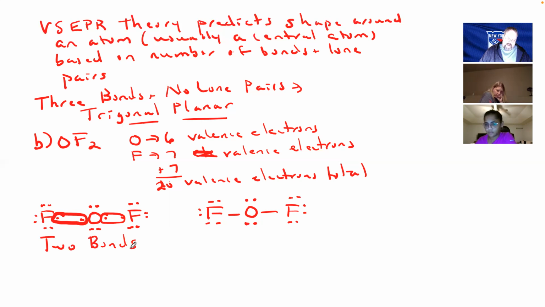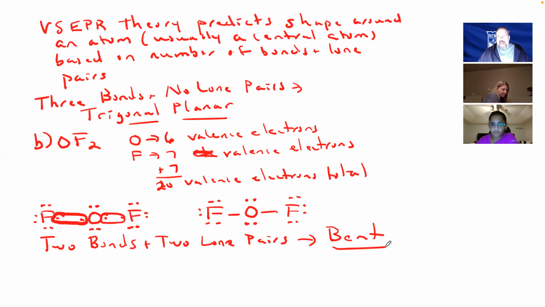So what do we have going around on the oxygen? We've got 2 bonds and we've got 2 lone pairs. So again, now comes a memorization piece. What does VSEPR theory say for shape around an atom where you have 2 bonds and 2 lone pairs? The shape around that atom would be bent.